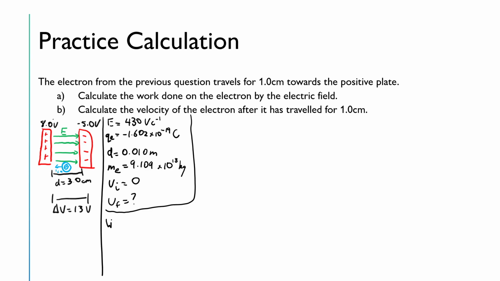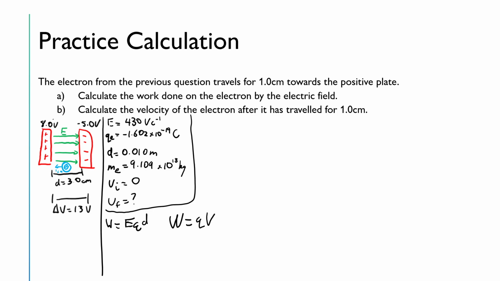The first thing that I'm going to do is write a statement that we know about work, and that is that work is equal to EQD. Note here, really importantly, I'm not using the equation work is equal to QV here. Even though we know Q, we don't actually know V. Even though we know the potential difference across the entire plate, we do not have the potential difference for the electron moving a centimeter across to the left. So because we do not know this potential difference, it's not suitable to be using this equation here.